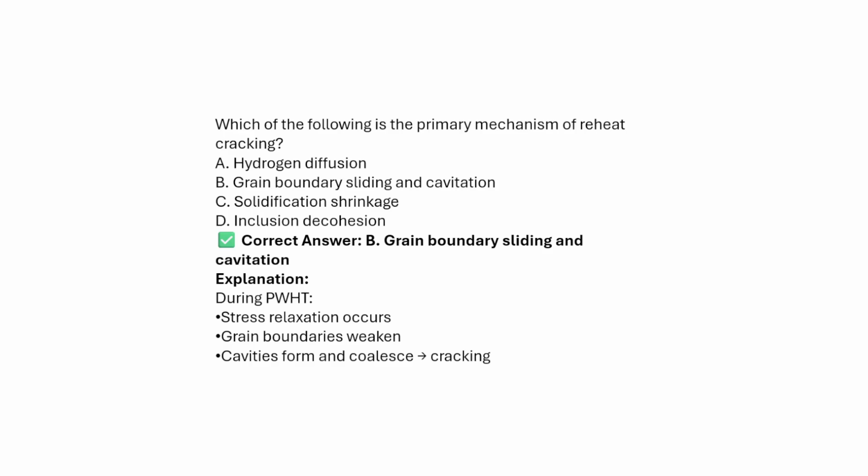Option A, hydrogen diffusion. Option B, grain boundary sliding and cavitation. Option C, solidification shrinking. Option D, inclusion decohesion. Answer will be B, grain boundary sliding and cavitation. Because at the grain boundary, segregation of the carbides will result in a brittle phase that will act as a crack initiation point.